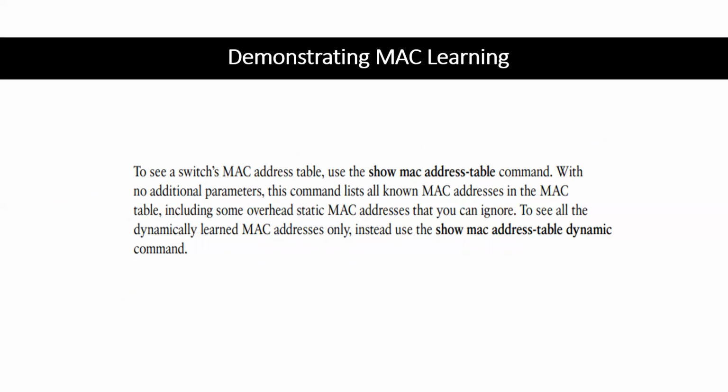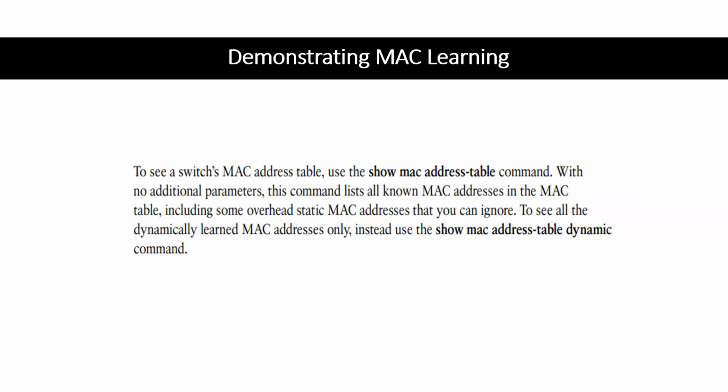To see your switch's MAC address table, use the show mac address-table command. With no additional parameters, this command lists all known MAC addresses in the MAC table, including some overhead static MAC addresses that you can ignore. To see all the dynamically learned MAC addresses only, instead use the show mac address-table dynamic command, okay?